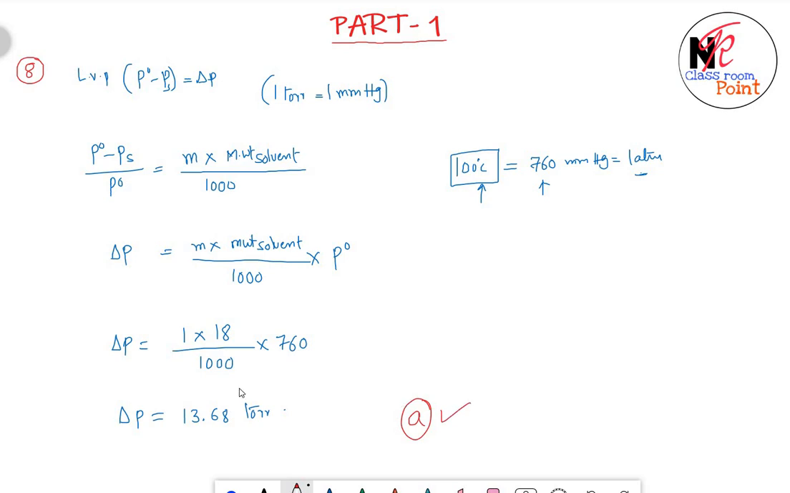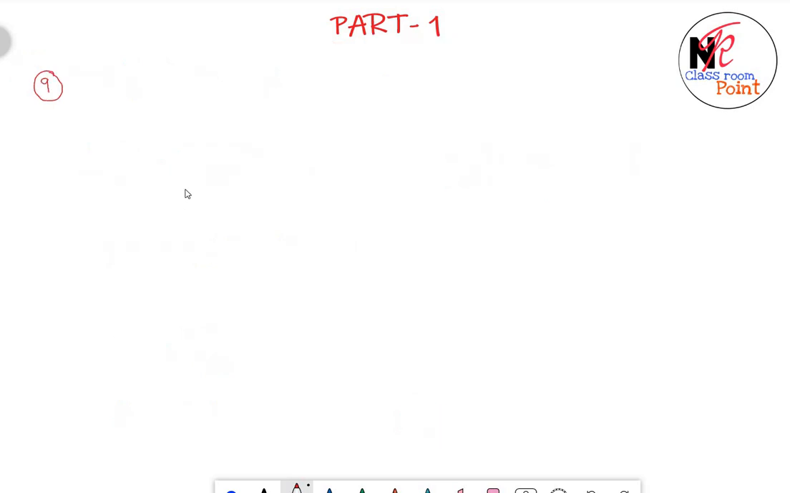Now let's solve another question. This is a conceptual question. They're asking which of the following mixtures is most likely to show an ideal solution. That is always benzene with C6H5CH3 among the given options. This option is correct, that is option A. The reason is benzene and toluene have nearly equal molecular sizes. When the sizes are equal, the attraction forces between benzene molecules and toluene molecules are also nearly the same. Hence option A is correct.